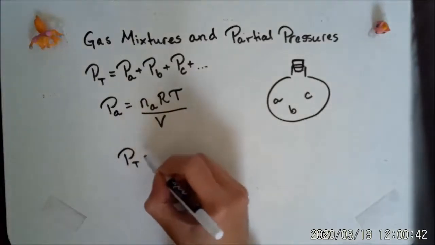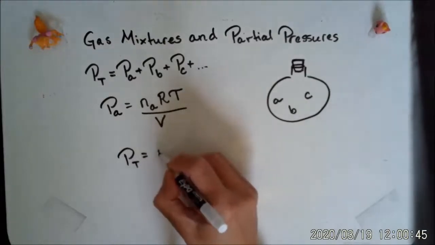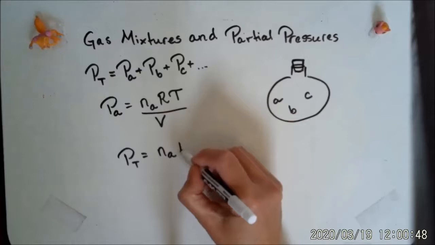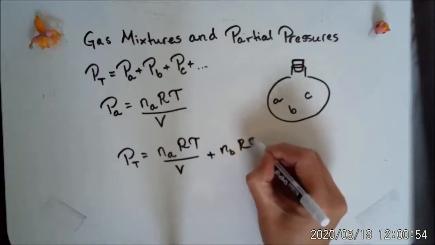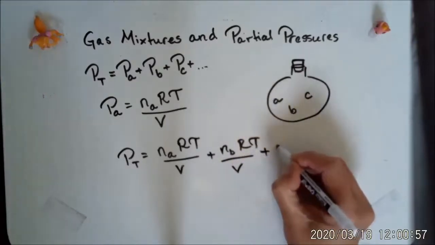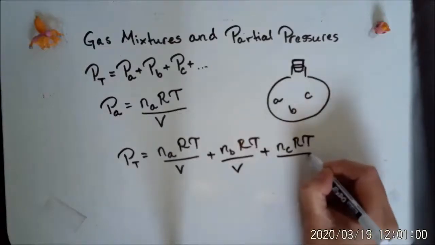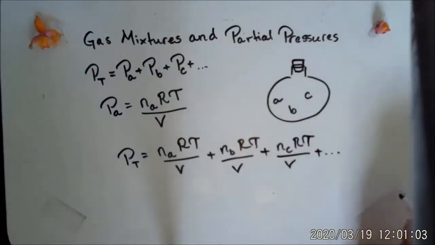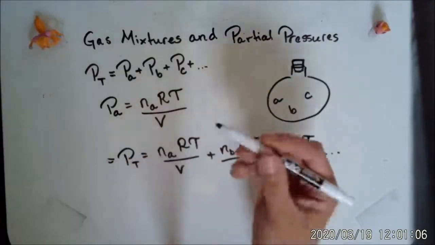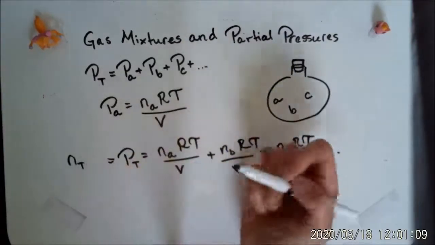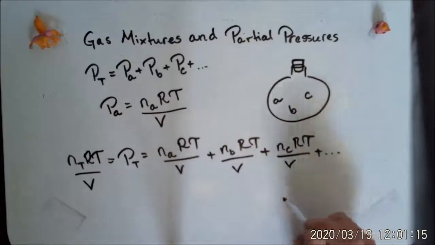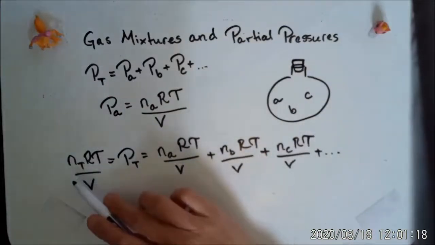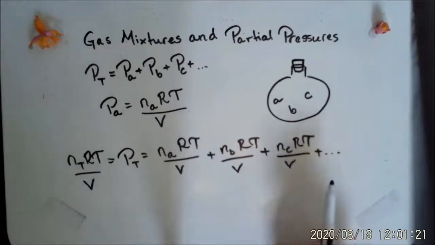So the total pressure PT is equal to the moles of A, RT over V, plus the moles of B, RT over V, plus the moles of C, RT over V, etc. So this is equal to the total number of moles times RT over V. Just so you know, the total moles of gas is the sum of the moles of each gas. But what's more interesting is this.